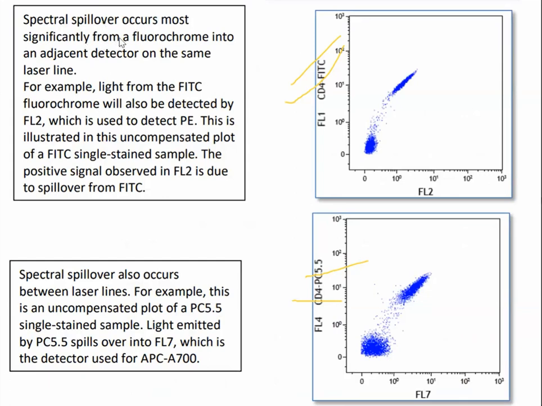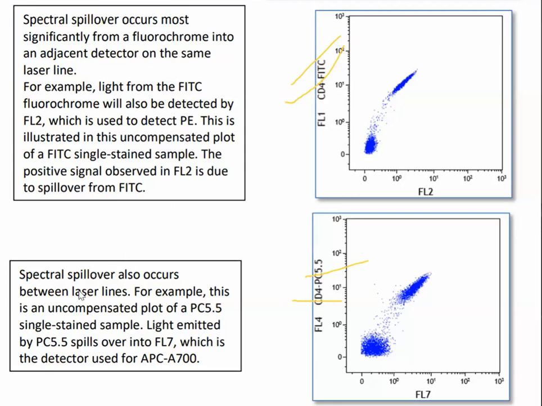Spectral spillover occurs most significantly from a fluorochrome into the adjacent detector. So if I have a FITC detector and a PE detector, the fluorescence light of FITC will maximally be captured by the FITC detector, but a part of it can be collected in the PE detector, because some of the FITC fluorescent light will go through the bandpass filter of the PE detector and be collected in the PE detector, and you will get a signal in the PE channel. For example, light from the FITC fluorochrome will also be detected by FL2. So this is a spillover signal, which is meant to detect only PE.